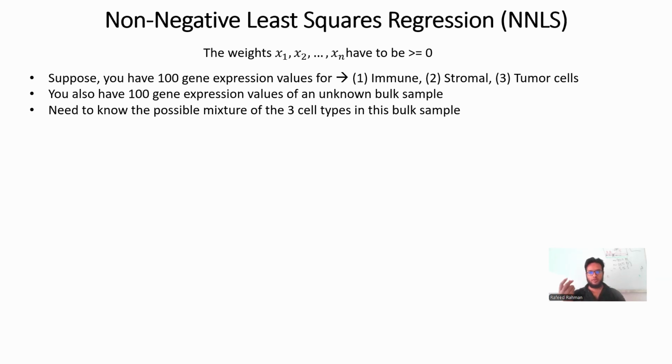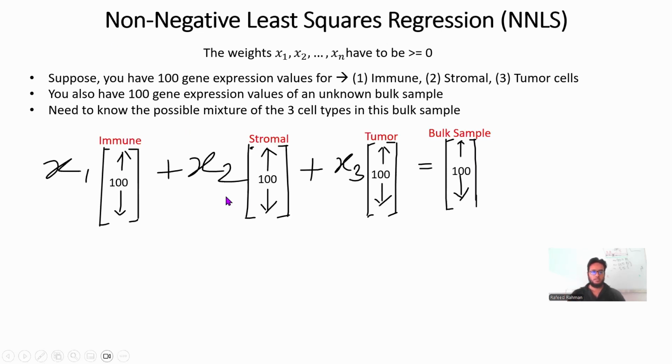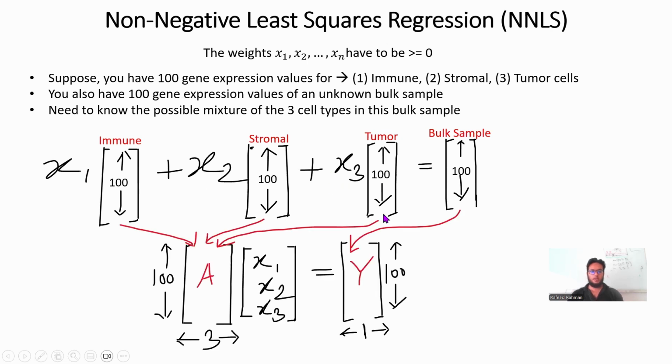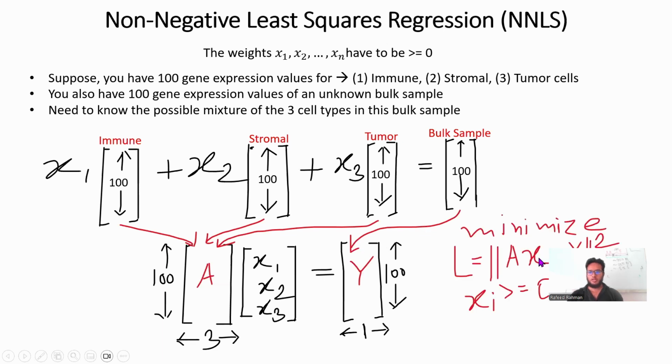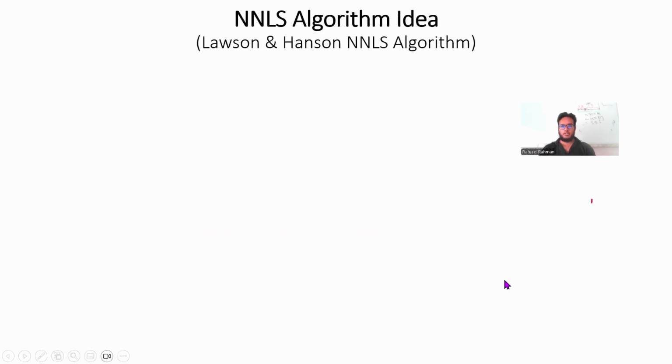Now, obviously, you know that a fraction or percentage cannot be negative, right? It always has to be positive. So this is where NNLS comes into play. You can see that this is how we can construct the problem. We have the immune, stromal, and tumor cell vectors, and they constitute the bulk sample, being multiplied by the coefficients x1, x2, and x3. They can be formulated into a nice vector like this. These three form the A matrix, the column matrix, and then we have the y. Similarly, we have to minimize (Ax minus y) whole square. But this time we have an additional constraint. Now the issue is this constraint that we just specified.